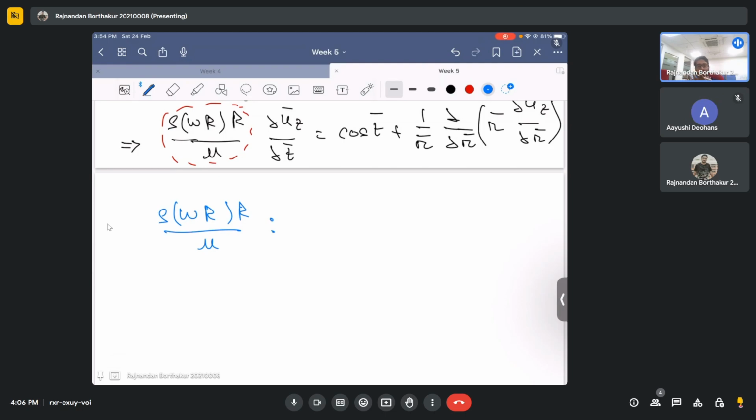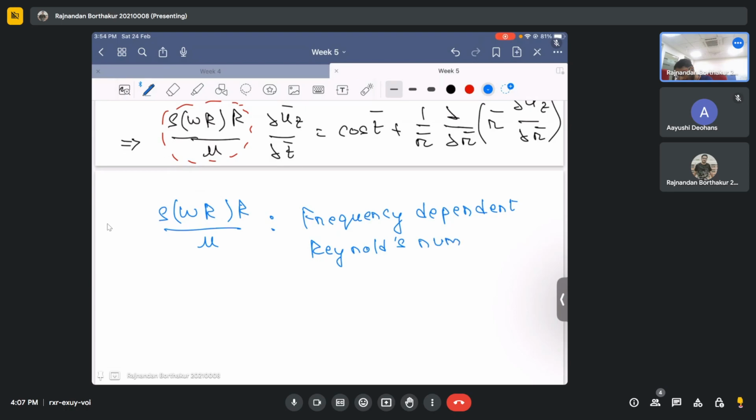However, this is not exactly the Reynolds number, because there is this omega, which is basically the frequency factor that comes into play, and that's why this number is known as the frequency dependent Reynolds number. Okay, so this number has got a name. This is known as the frequency dependent Reynolds number. And we will denote this number as alpha squared.